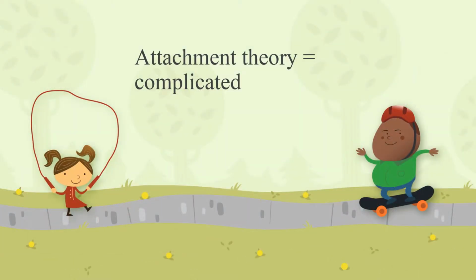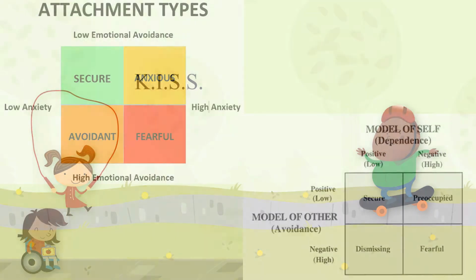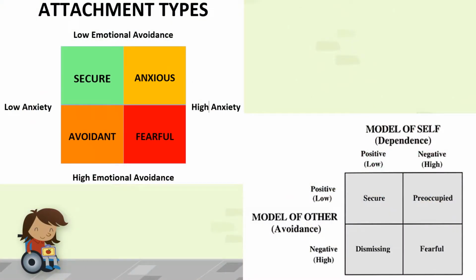Attachment theory is hard to understand. Like, really hard to understand. So let's try to keep it simple. Part of the confusion is because on top of all the jargon people use, they can't even agree on the names for the four basic attachment types.